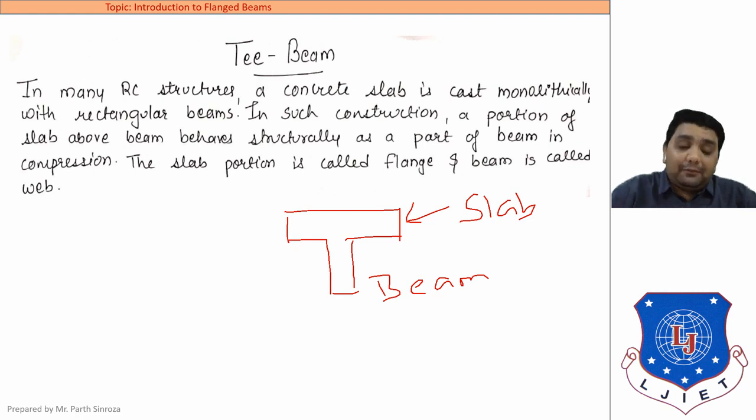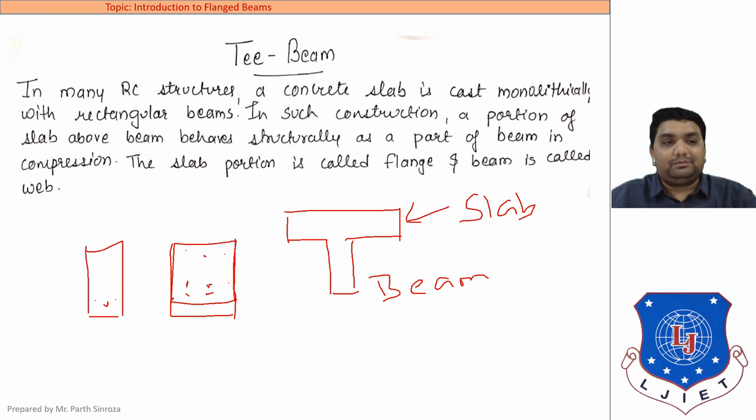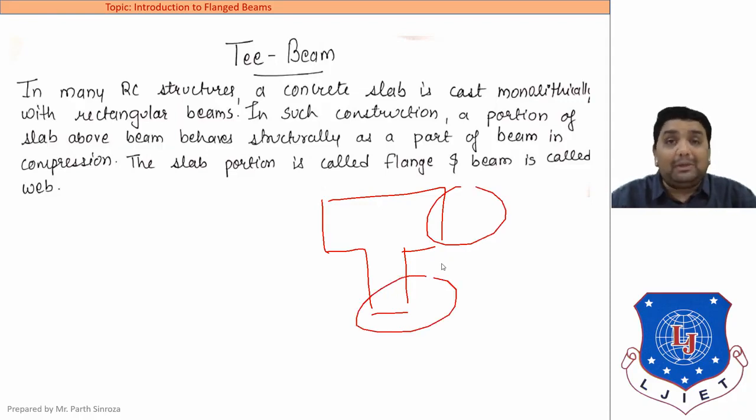First we saw a singly reinforced beam, which was simply a rectangular section with tension reinforcement provided in the tension zone. Then we saw a doubly reinforced beam, which was again a rectangular section, but this time reinforcement was provided in the tension zone as well as the compression zone. This will be our T-beam. This portion will be our slab portion and this portion will be our beam portion.